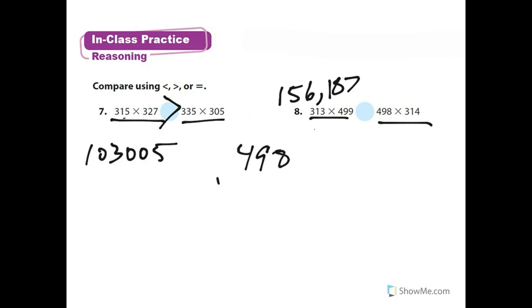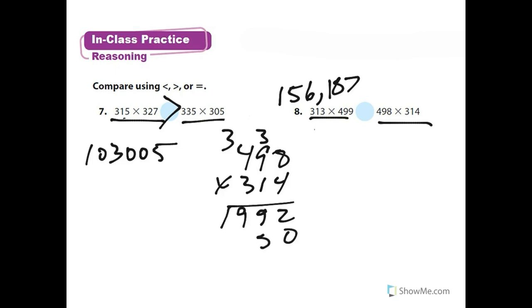Alright, 498 times 314. 4 times 8 is 32. Carry that 3. 4 times 9 is 36. Plus 3 is 39. Carry that 3. 4 times 4 is 16. Plus 3 is 19. I'm going to drop my 0. Oh, I'm multiplying by 1, so I can just do 8, 9, 4. Mark those out so I don't use them again.